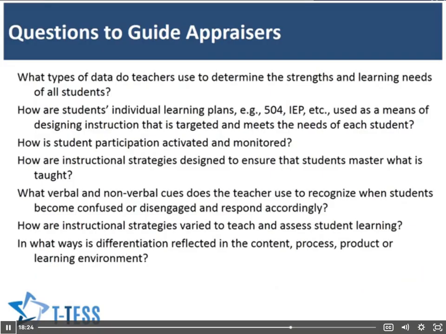Think about all the key points that have been presented in this module and look at this slide that has questions to help guide you, the appraiser. Take a minute to read through these questions.